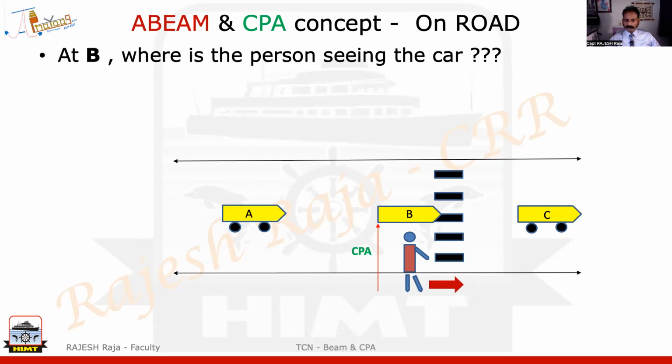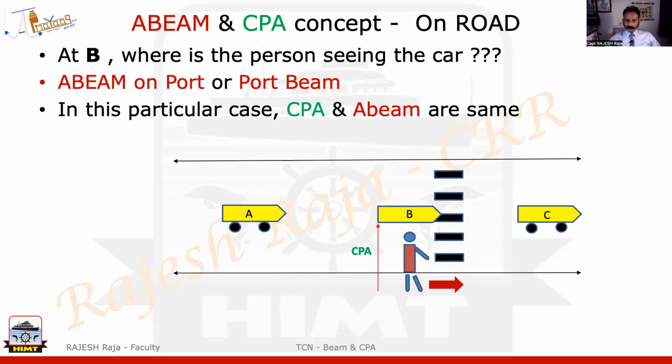How is this man seeing the car? Please remember, now he is not seeing it right ahead, but he's seeing it on his port beam. This is what is called a beam on the port side. So in this particular case, CPA and a beam are same. I think even a non-seafarer can understand what I've given you. But now let us try to borrow this concept and put it at sea as well. So let us quickly go to the next slide.